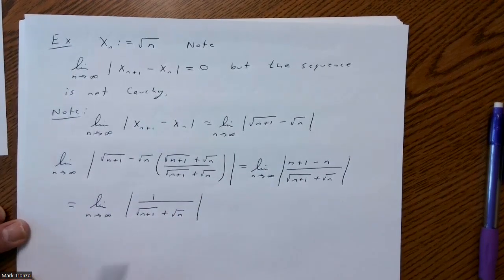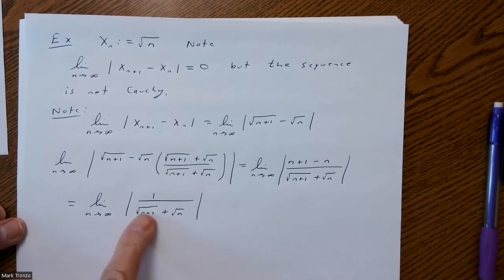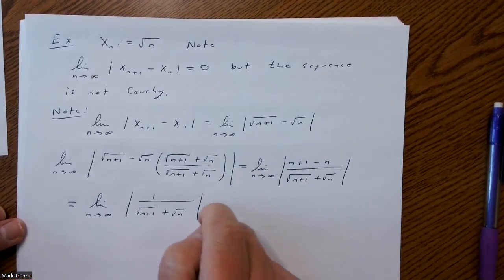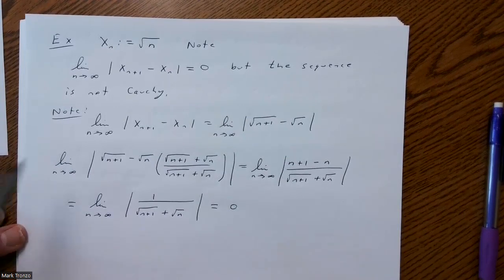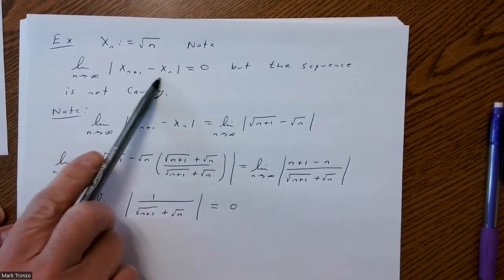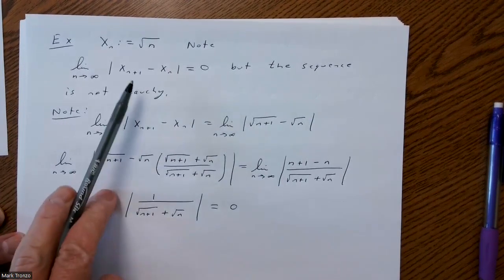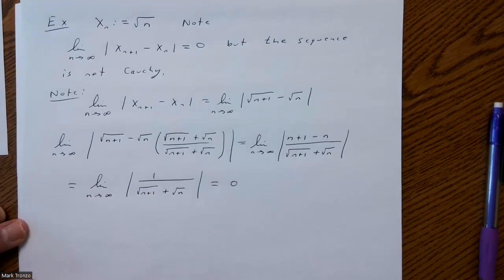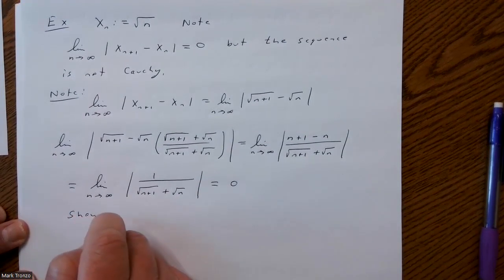And obviously that's going to go to 0, because the denominator is going to just blow up forever and ever. We weren't asked to prove it. We just said to note that this is true. So these two are getting closer and closer together, but they're not Cauchy. So let's show it's not Cauchy.